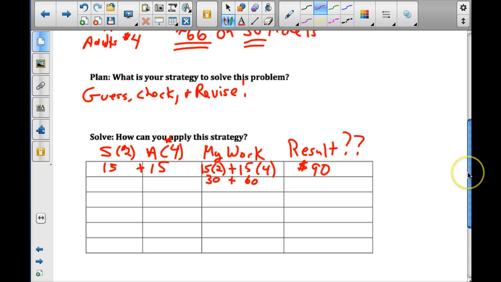So is my result too high or too low? Too high. Way too high. Okay, it's not even really that close. So how would we adjust? Now here comes the revision part. We guessed, we checked, it didn't work, now we're going to revise it. Okay? First of all, since our result is way too high, we need less adult tickets, because they're expensive, and more student tickets.